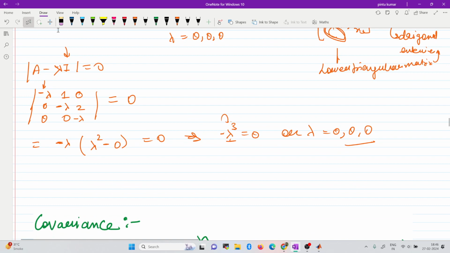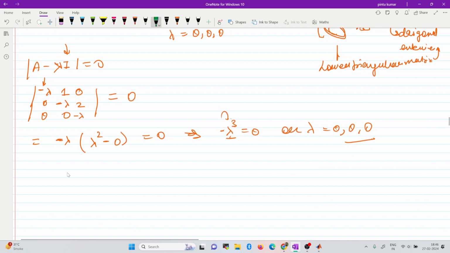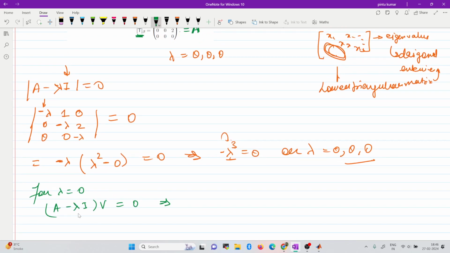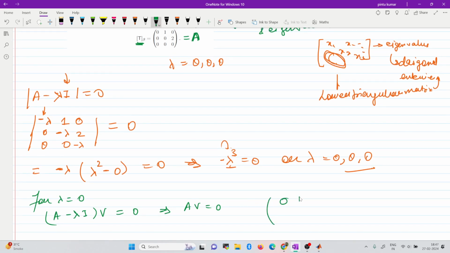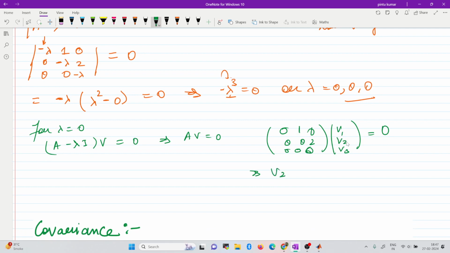Now we have to find the corresponding eigenvectors. For lambda equal to 0, (A minus lambda I) v is equal to 0. What does this imply? My lambda is 0, so I would just have Av equal to 0. What is my A? A is given to be 0, 1, 0, 0, 0, 2, 0, 0, 0. Now this vector will have 3 components, that is v1, v2 and v3. This thing is equal to 0. This would imply that my v2 is 0 and v3 is 0.